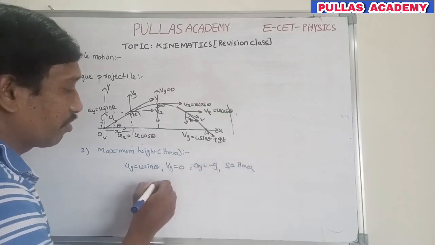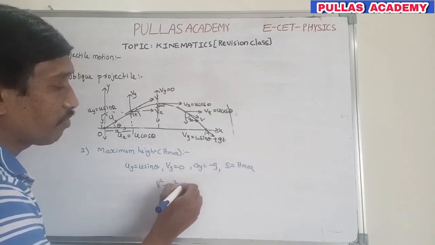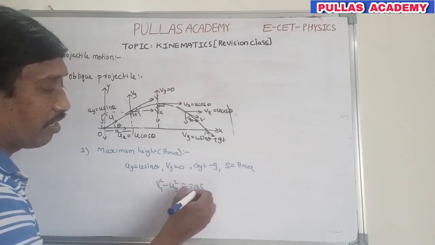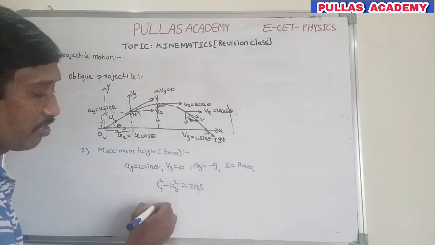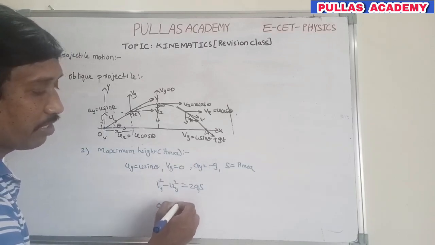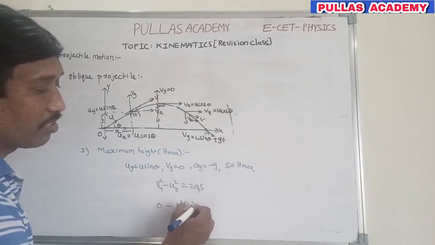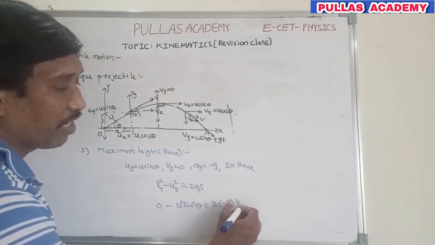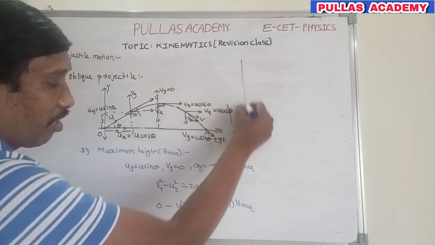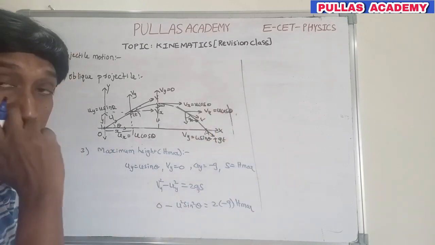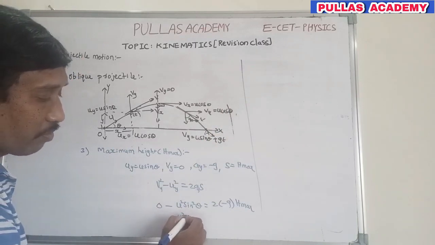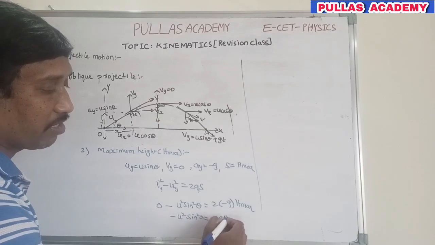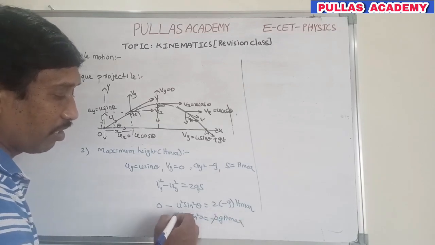Okay. From the third equation, v square minus u square is equal to 2as. So that is vy square minus uy square is equal to ay into s. Vy is 0, so 0 square means 0. Uy is u sin theta, whole square, means minus u square sin square theta. 2 into a, which is minus g, into h max. After simplification, what do we get finally? Minus u square sin square theta is equal to minus 2g h max. Okay, now these two minus signs cancel.